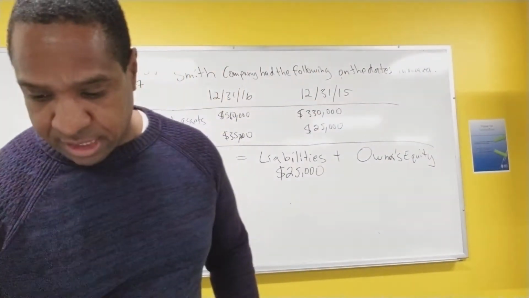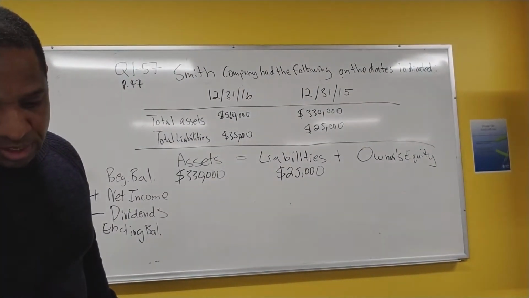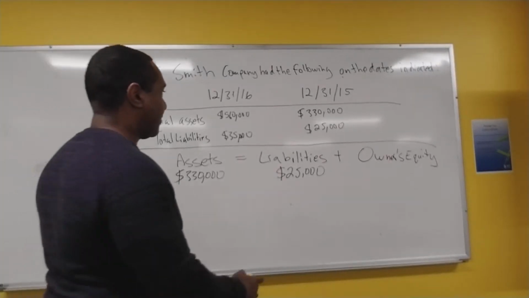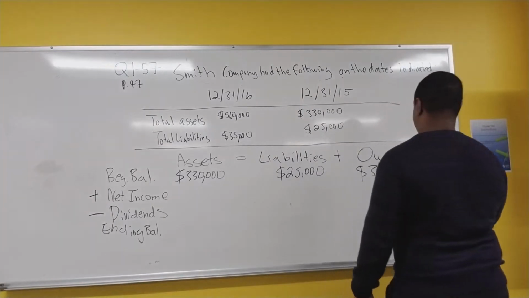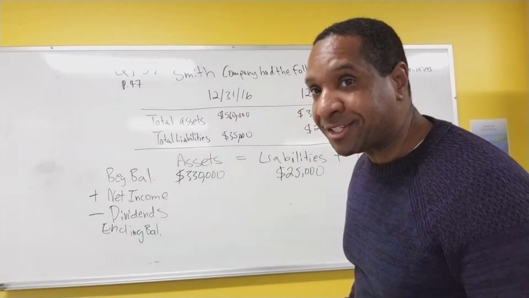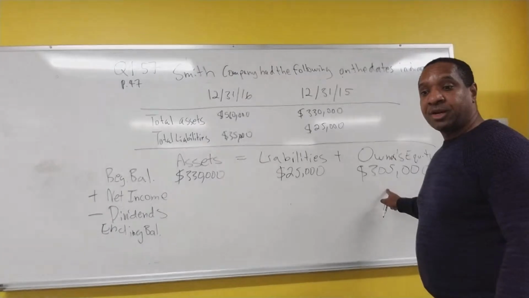And what is that? 119,000. I'm sorry, 305. Don't know what I'm doing. So that's $305,000. That gives us the owner's equity. Told you I wasn't used to this. So we've got this $305,000.